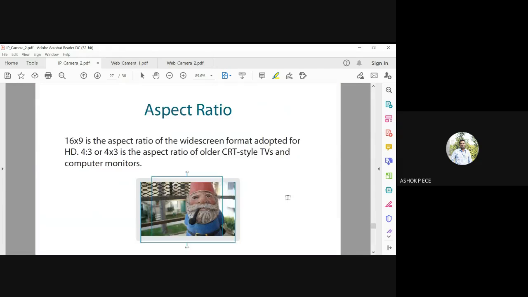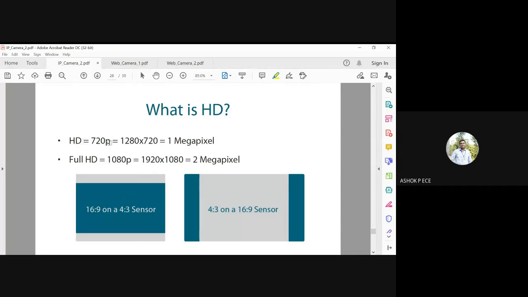Next one is aspect ratio. 16 is to 9 is the aspect ratio adopted for HD, and for normal TVs it is 4 is to 3. So if the length is 4, the width will be 3. For multiples of 4, the ratio will be 4 is to 3 always. Okay. So in HD it is 1280 by 720, which is 1 megapixel. Full HD is 2 megapixel. So this is how the aspect ratio will be for your HD and full HD.